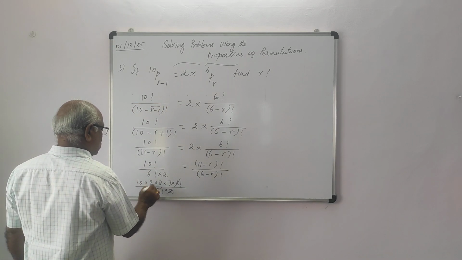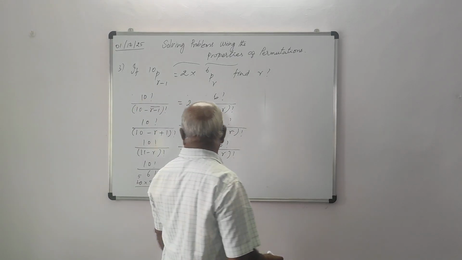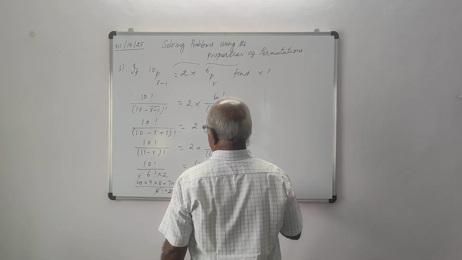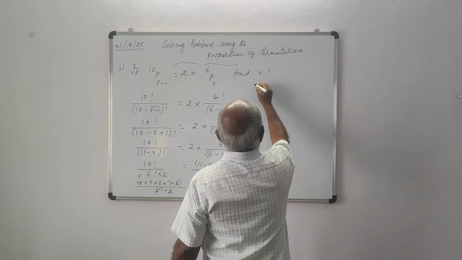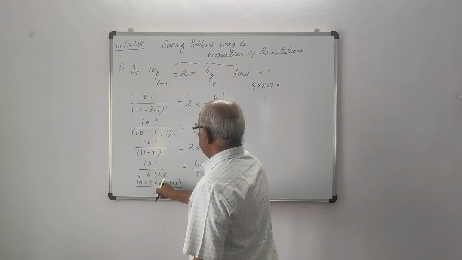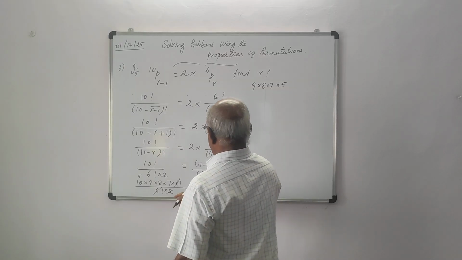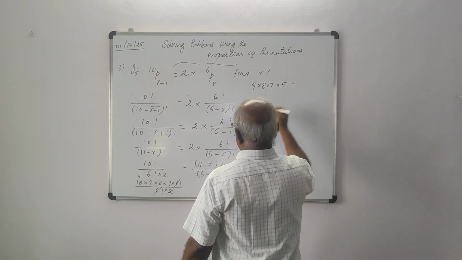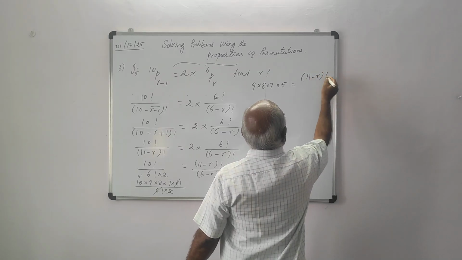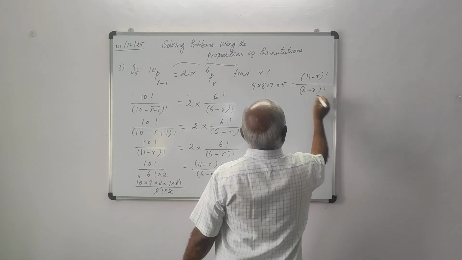5 twos are 10. So you will get 9 into 8 into 7 into 5. Left hand side, 9 into 8 into 7 into 5 equal to (11 minus r) factorial by (6 minus r) factorial.